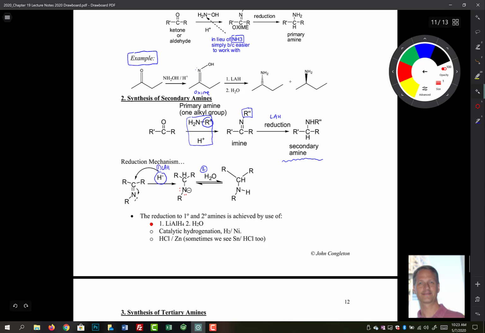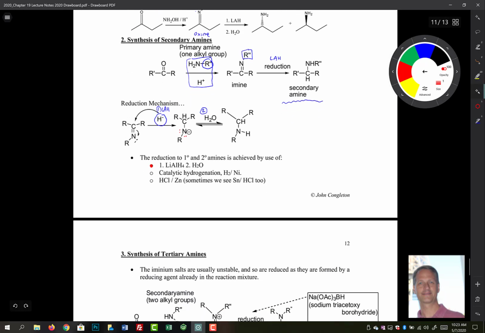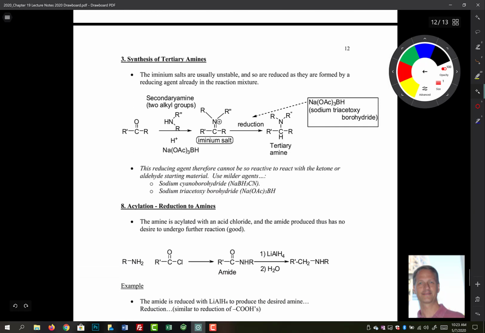Now, what about tertiary? So we talked about primary and secondary. But tertiary amines are not stable usually. They're typically pretty unstable. So the way that we make an aminium ion is that we take an aldehyde or a ketone here, and we add an amine that has two R groups with H+. We'll talk about what this thing is in just a moment. That makes the iminium ion, or the iminium salt here, and that is typically unstable.